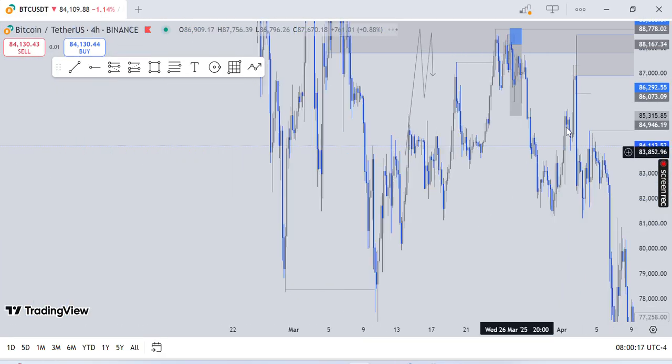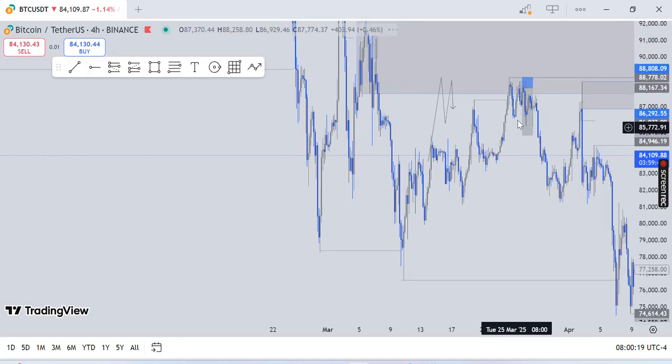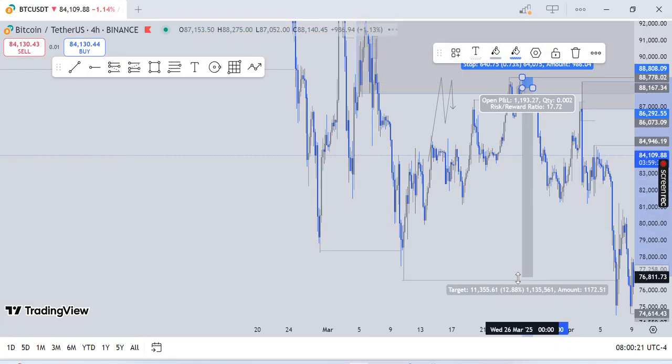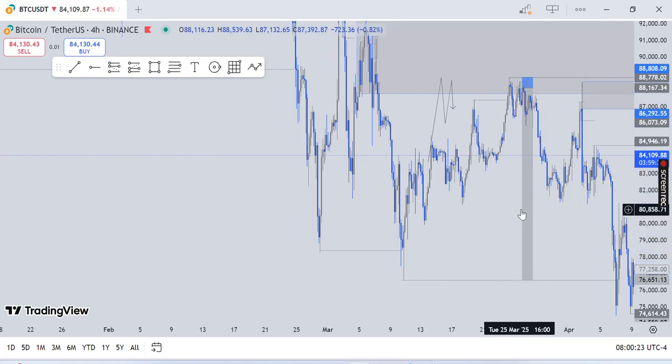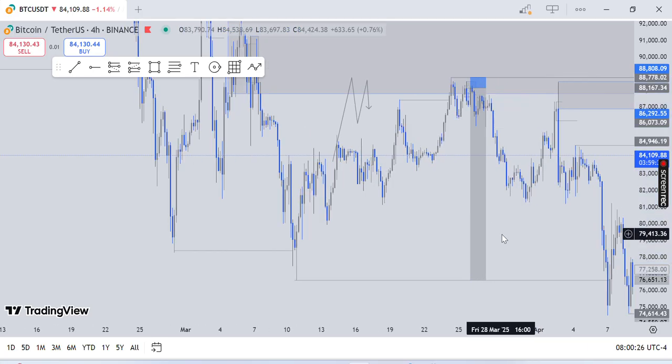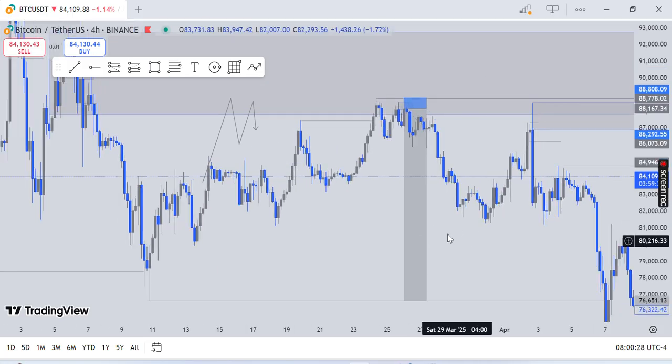Now, where are you targeting as your TP? Your TP is going to be all the way to this low. Do you understand? All the way to this low, which is about 17 risk to reward. 17 risk to reward, guys.